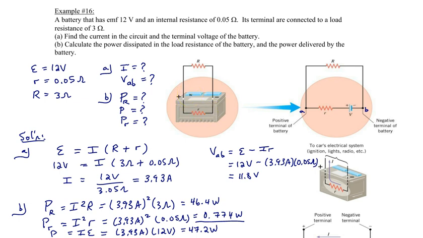So a lot of times you'll have people in the colder countries that will tend to warm up their batteries. In some places they'll even soak their batteries in warm water to try to keep them warm so that you can have a higher current from that battery. And that's it for example number 16.